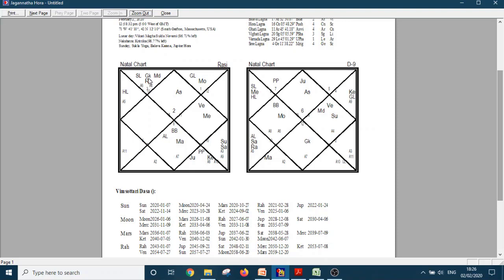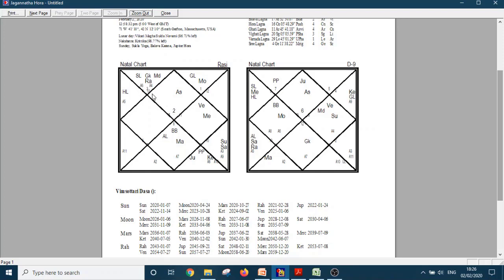So here you can see Rahu. Rahu is in the second house. Mars is in the seventh house. Jupiter and Ketu, they are in the eighth house. And then you have got Sun and Saturn in the ninth house. Then in the 10th house, you have got Venus and Mercury. And then in the 12th house, you have got Moon.